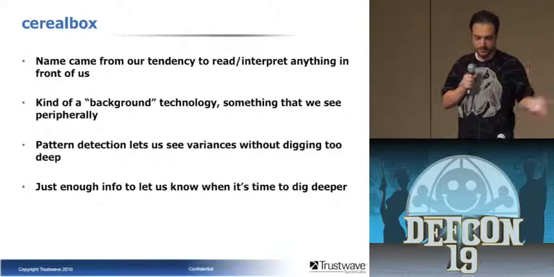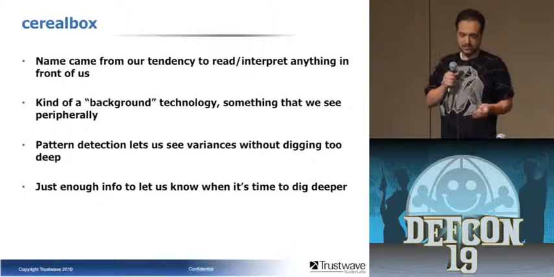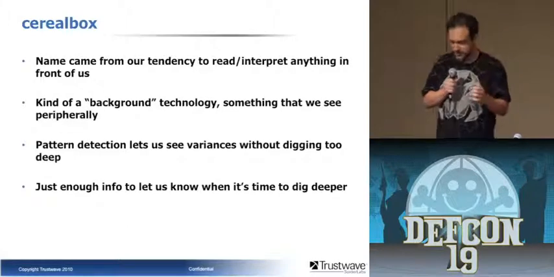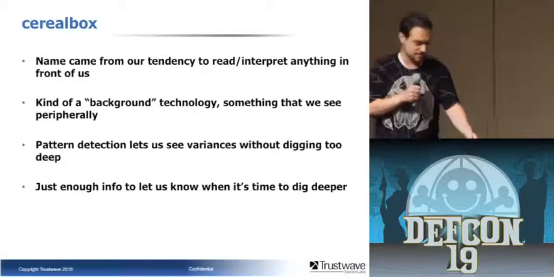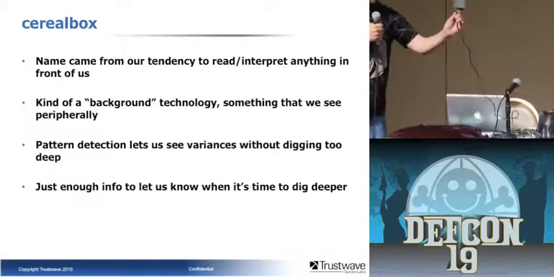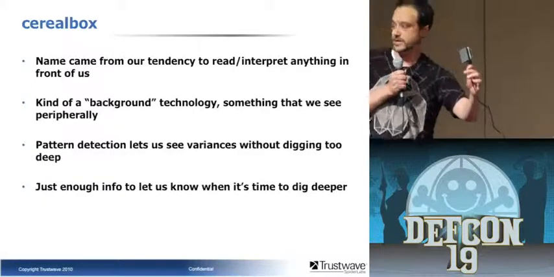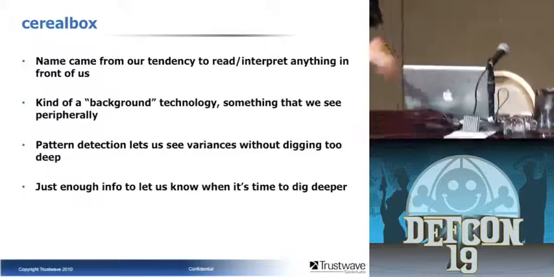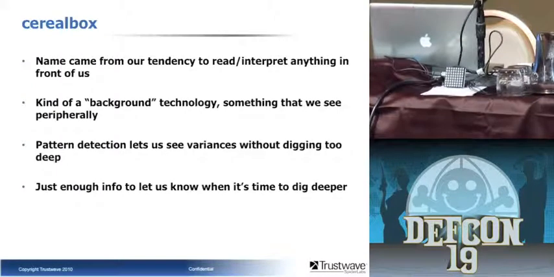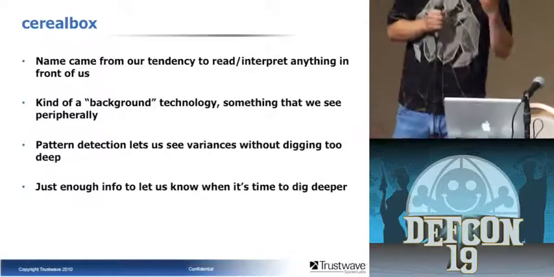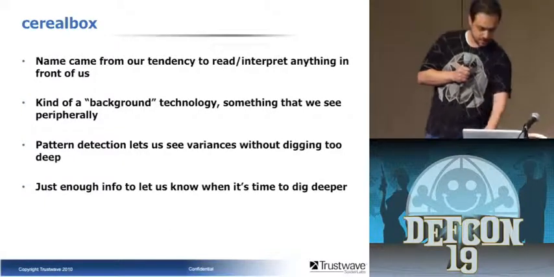So pattern detection lets us see the variances without digging in. It's just enough information. I'll show this in a minute when I get it doing stuff, but I've got this much space to work with, okay? I've got a tiny, tiny little bit of space to work with. So I can't do all the things I would want to do. I can't see all the things I want to see, but maybe that's good. Maybe that's going to force me to think, well, what do I really need to see?